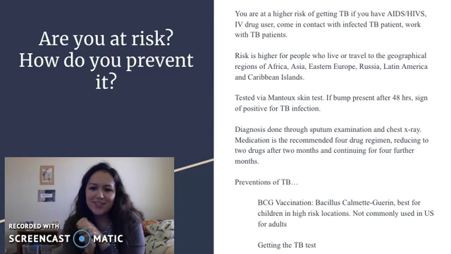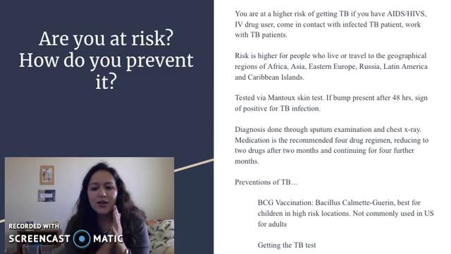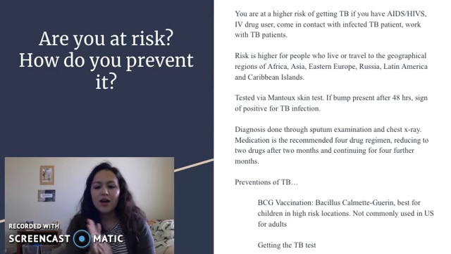The diagnosis is done through the sputum examination and a chest X-ray, and then the medication is a recommended 4-drug regimen. So if you do have active TB, then you have to take multiple drugs at a time. And then later on, you narrow it down to 2 drugs after 2 months. And then that's 4 months that you're taking those drugs.